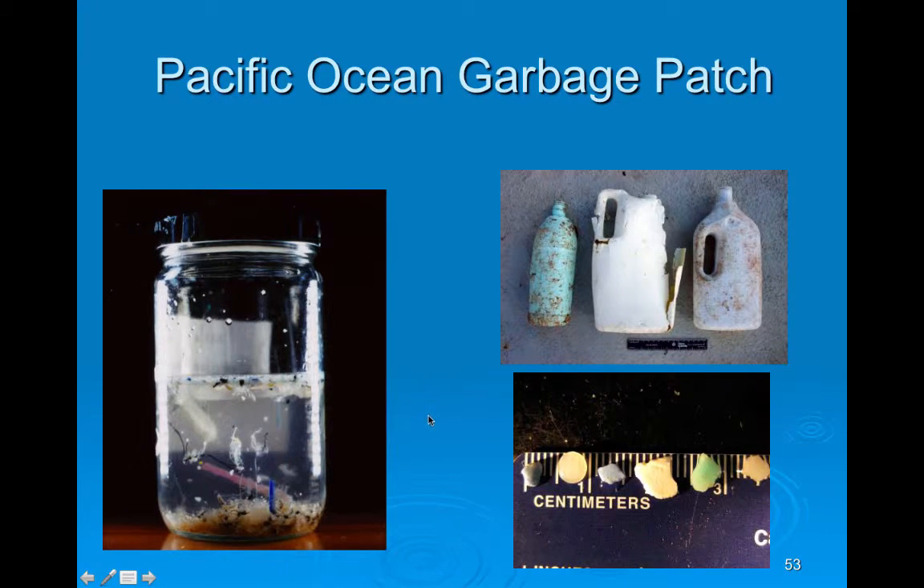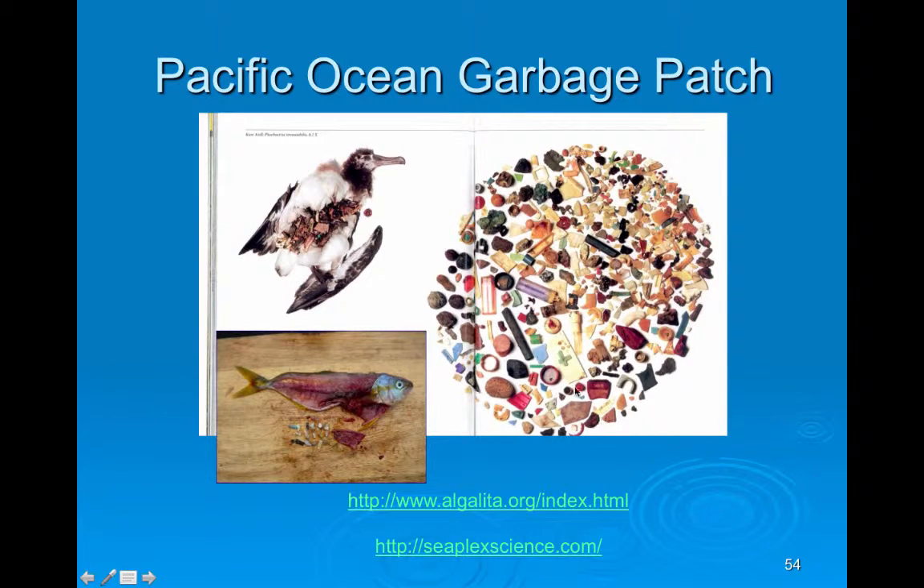So who cares, right? Here's why we should care. Sea life is consuming this stuff. And plastic doesn't pass very well or at all through the digestive system. So this is an albatross chick, and its mama fed it all of this, and it felt full as it starved to death. And here you can see that this fish was harvested with little bits of plastic in it.